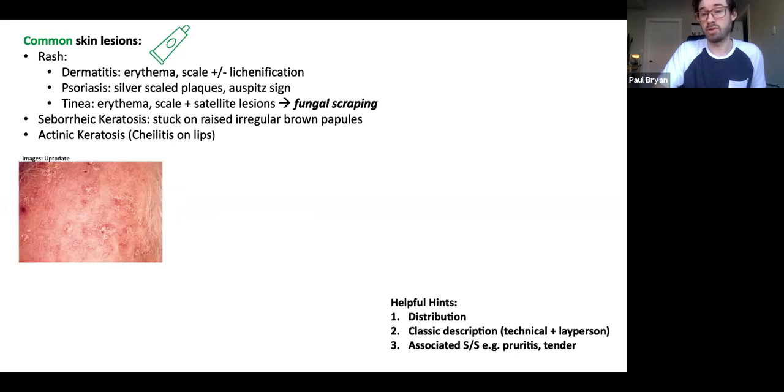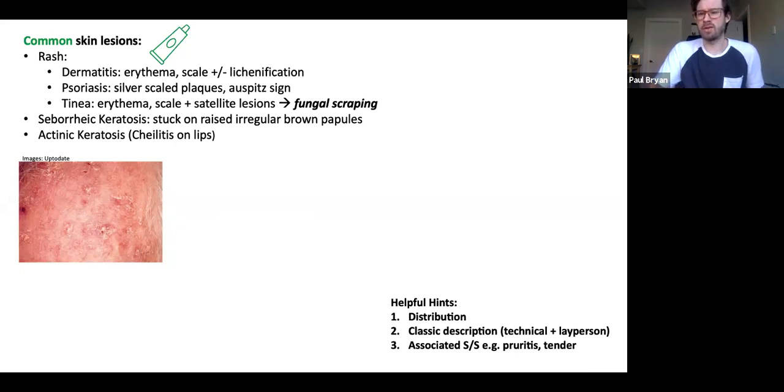So distribution is really a big one. Like, what's the stuff that happens in the armpits and the skin folds? That'd be like fungal infections, or psoriasis. What happens in the scalp? Think of psoriasis, again, for sure. Seborrheic dermatitis happens in the scalp. Discoid lupus happens in the scalp, right?